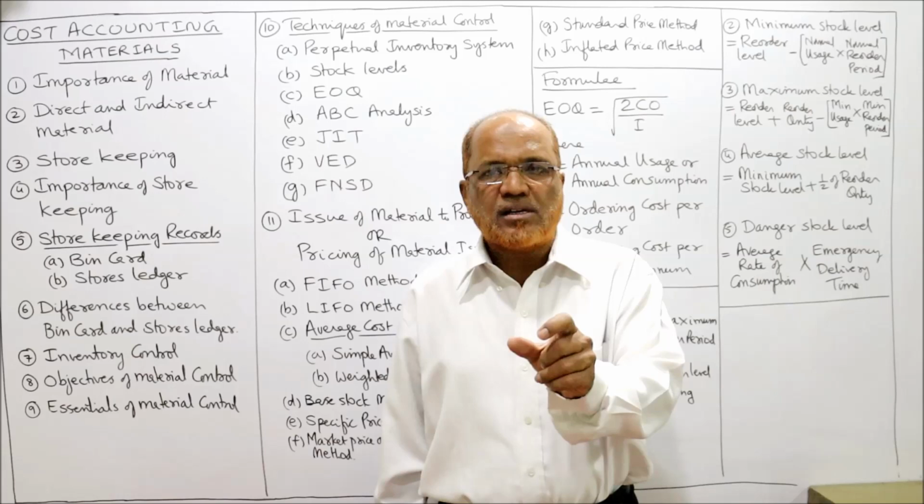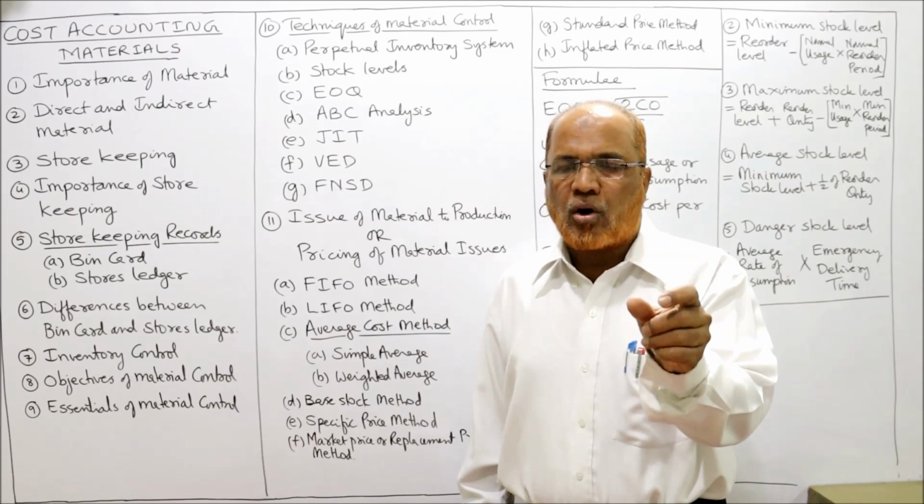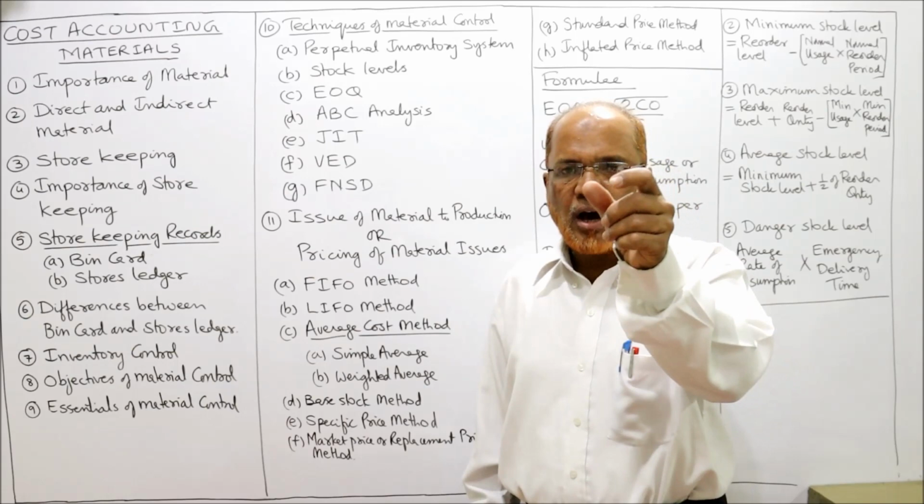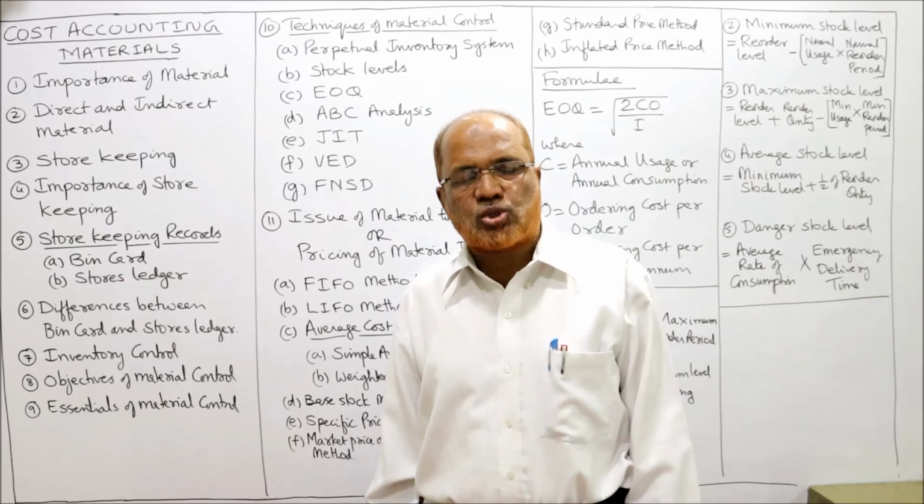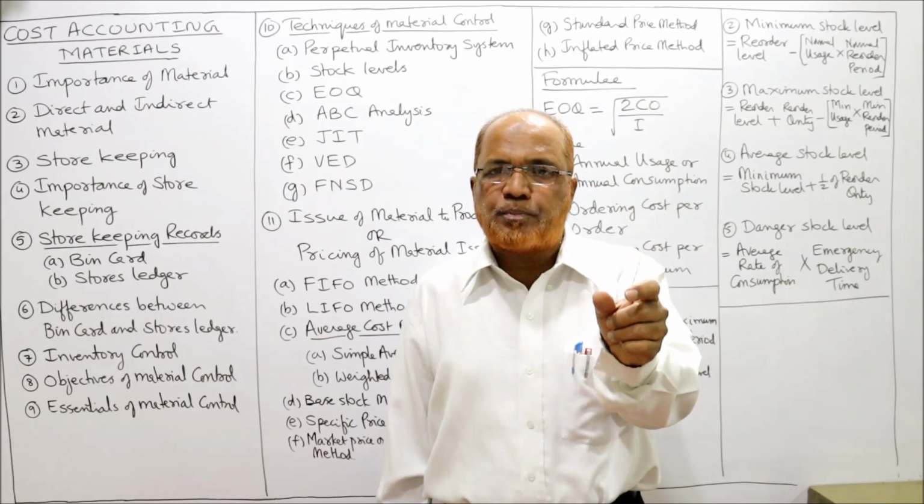In other words, in the bin card we make columns of quantity and only quantity: how much quantity received, how much issued, and how much balance. Whereas in the stores ledger, we make three columns: first column quantity, second unit price, third total value, for receipt, issue, and balance.